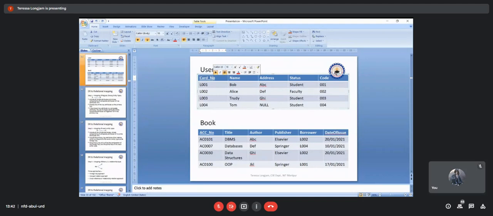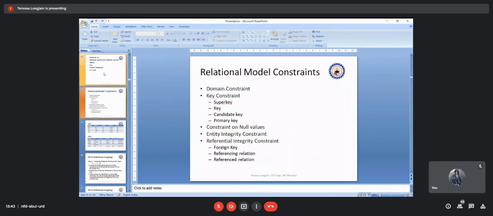So this is the definition of referential integrity constraint. I'll just read it out. It is specified between two relations and is used to maintain the consistency among tuples in the two relations. It states that a tuple in one relation that refers to another relation must refer to an existing tuple in that relation. Whatever value we have here should refer to an existing value that we have here.